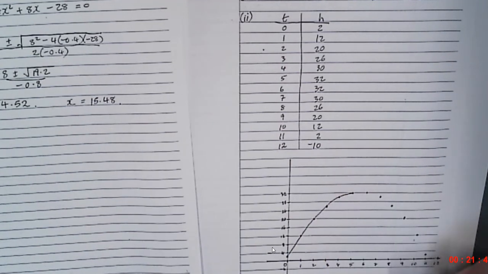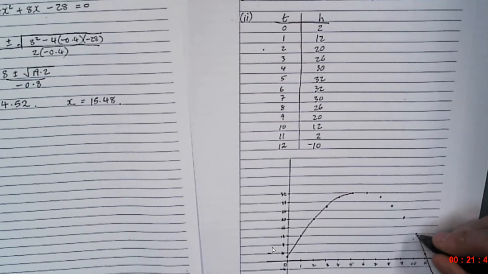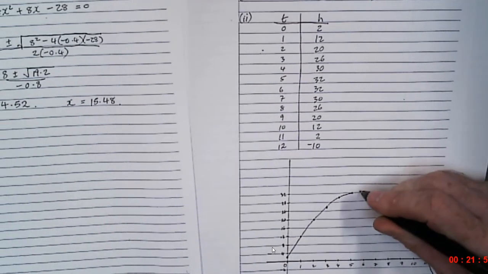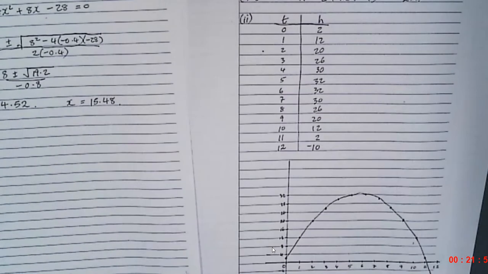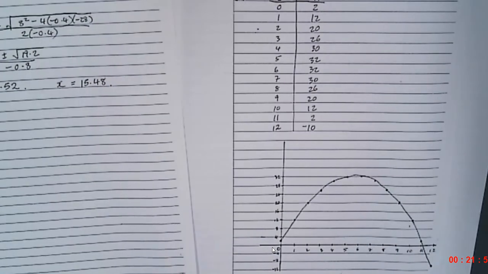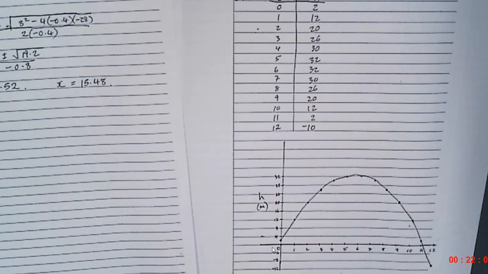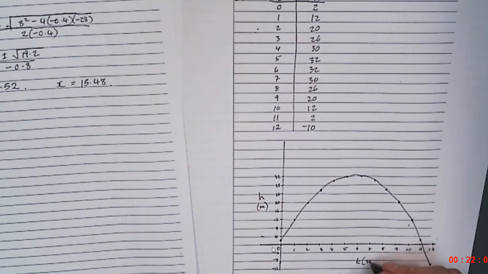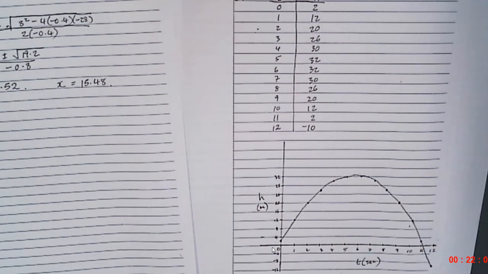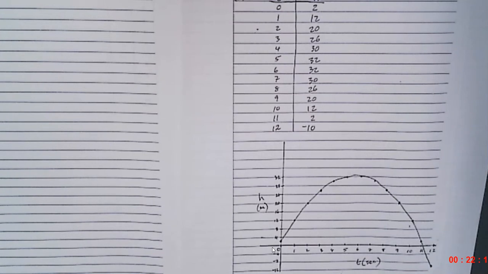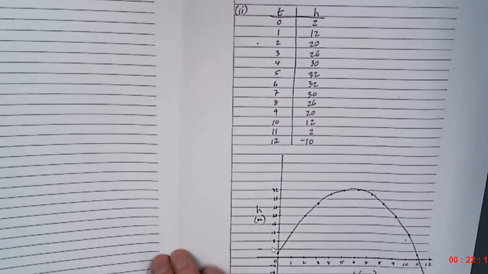So we reach to the graph. Very straightforward. We need to label the graph: H in meters, T in seconds. So these are going to get labelled on the graph, X equals Y axis.